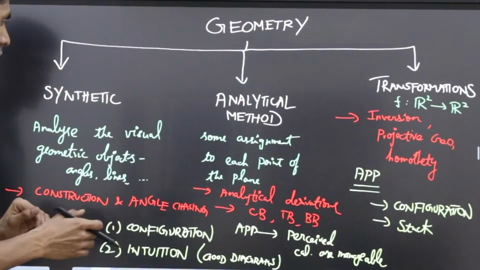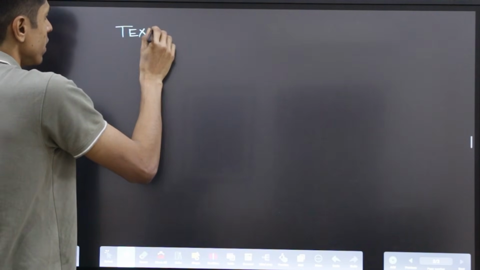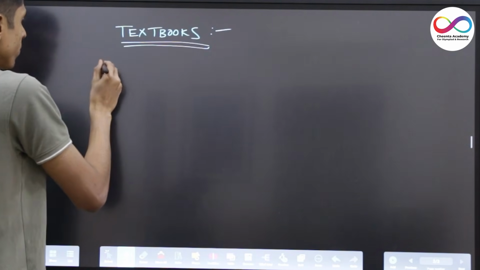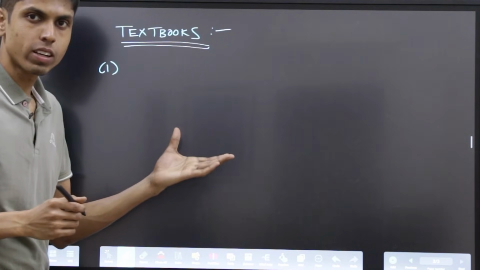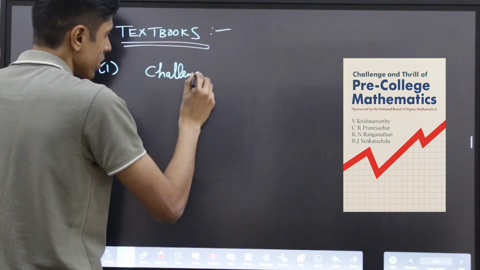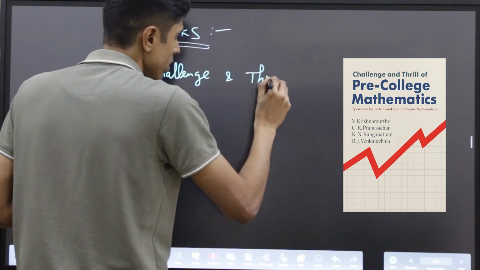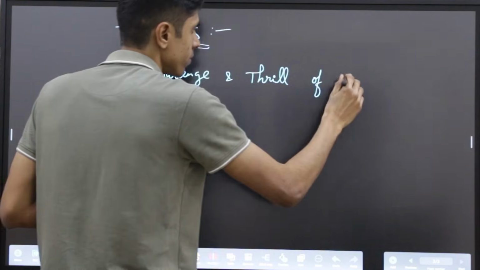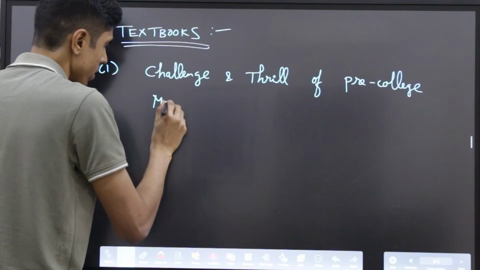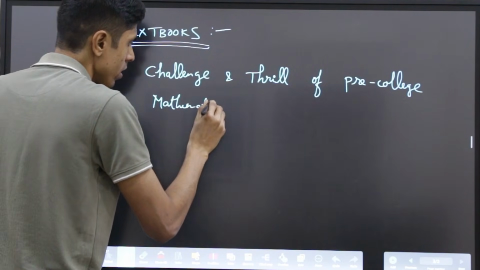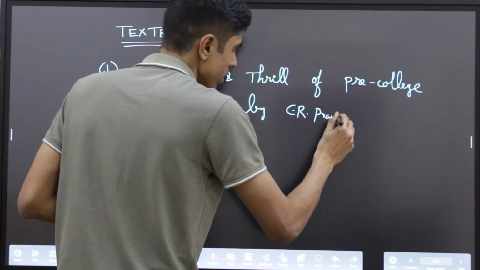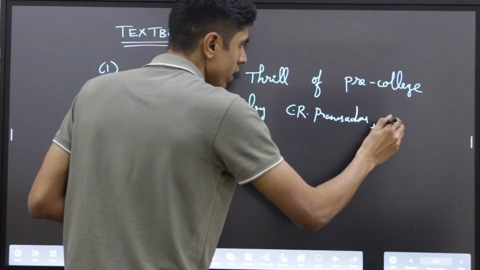What are the books I would suggest? Here is the list of textbooks that I would suggest for these three methods of geometry. First one, you start with something gentle and simpler. That is Challenge and Thrill of Pre-College Mathematics. This is by C.R. Pranesachar and others.